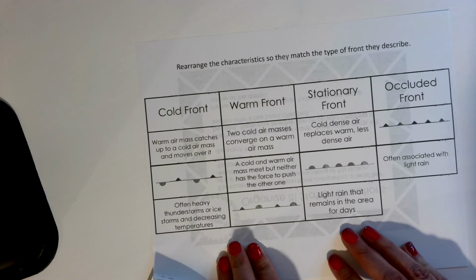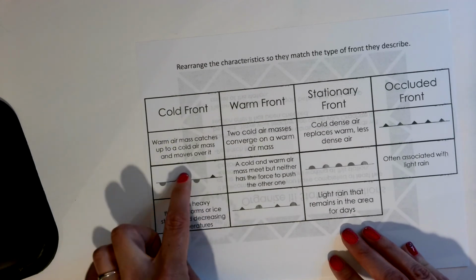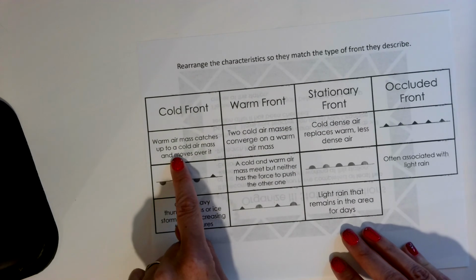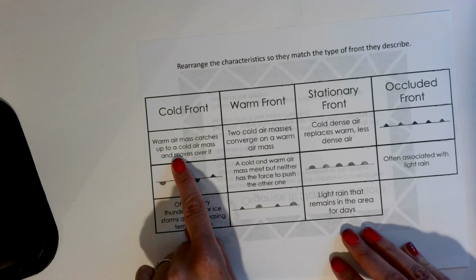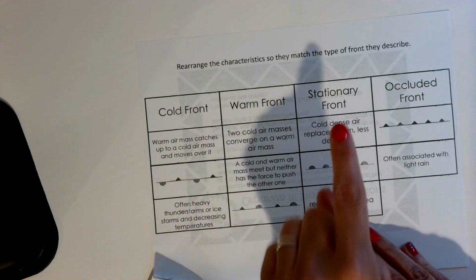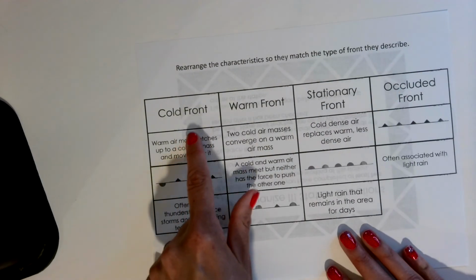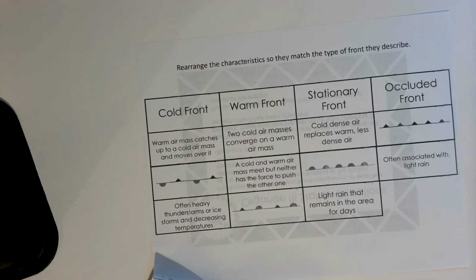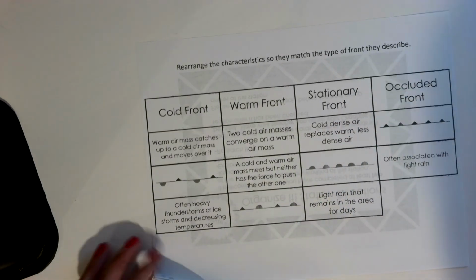But on the Google form, they have each one of these, and then these are your answer choices. So like for this one, warm air mass catches up to cold air mass and moves over it. So then next to this, it would have 4 buttons for you to click, either cold front, warm front, stationary front, or occluded front. So that one's a little bit different.